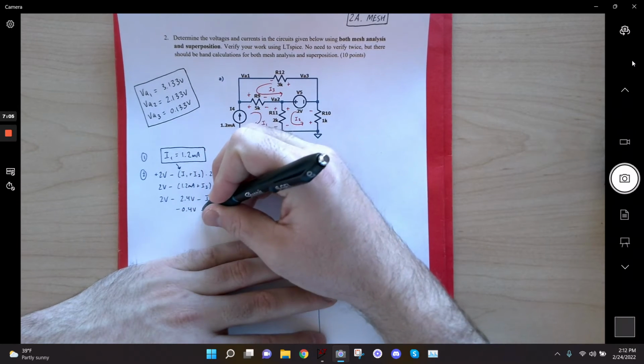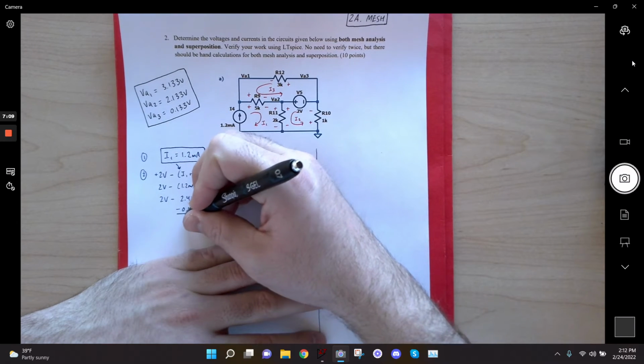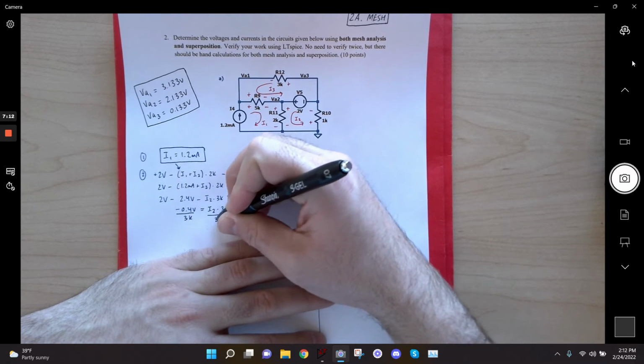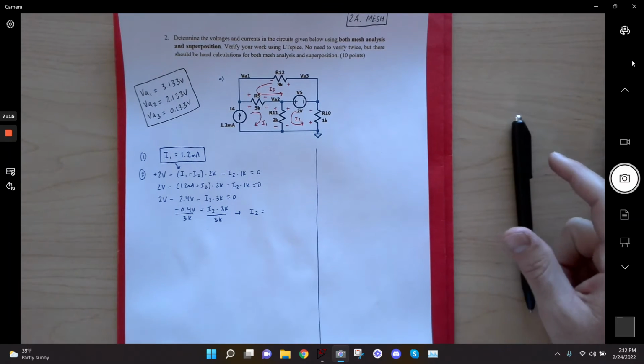And then I add this to the other side. I get I2 times 3K. And I divide both sides by 3K. And I get I2 equals, what is this going to be?